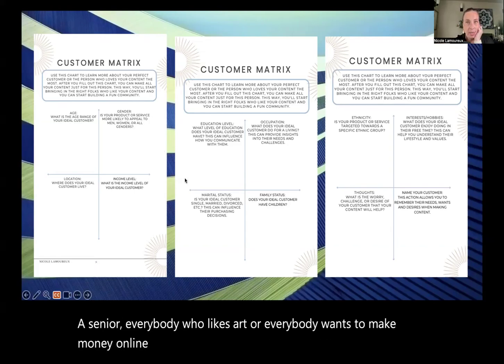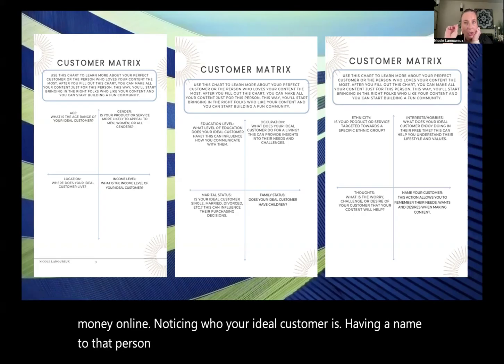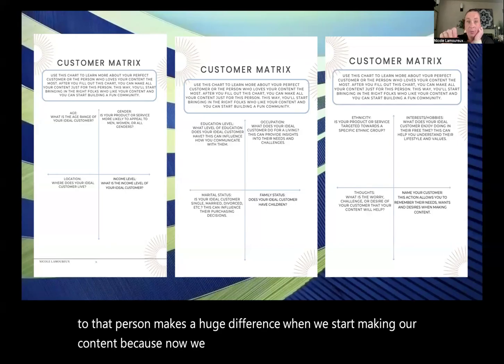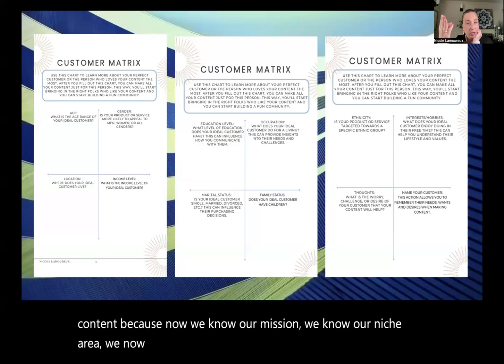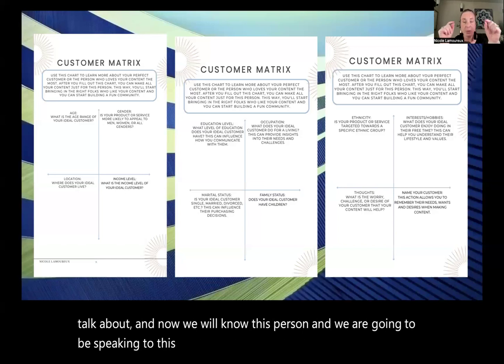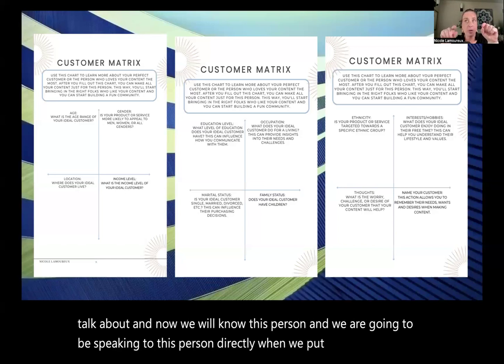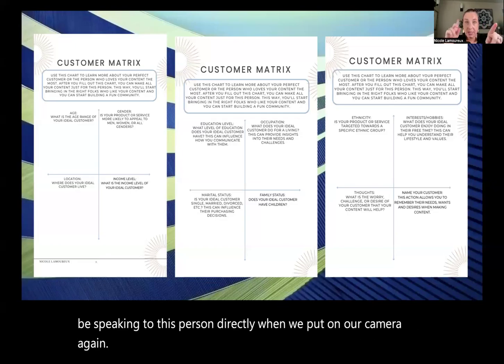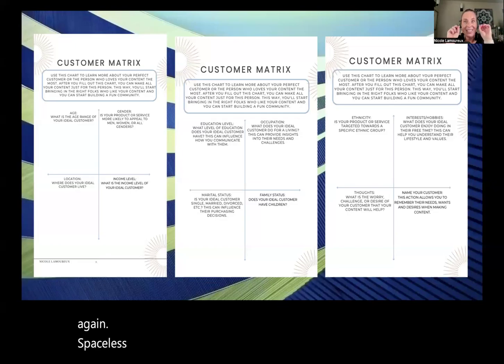Noticing who your ideal customer is, having a name to that person makes a huge difference when we start making our content, because now we know our mission, we know our niche area, we now know the topics, our content pillars that we're going to talk about, and now we will know this person. And we are going to be speaking to this person directly when we put on our camera. Again, faceless or spoken, you are going to connect with this one person.